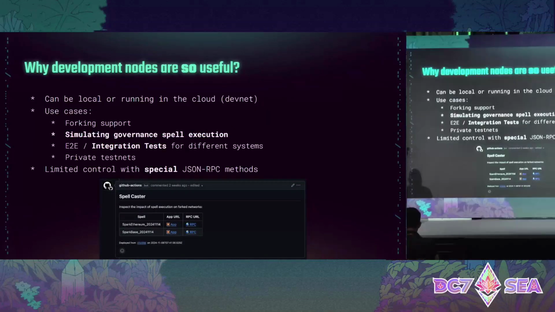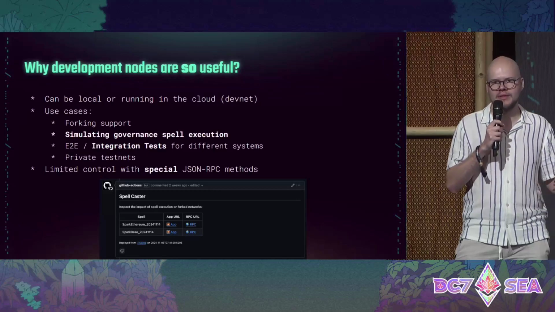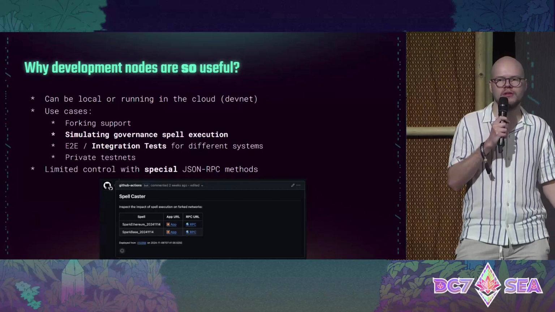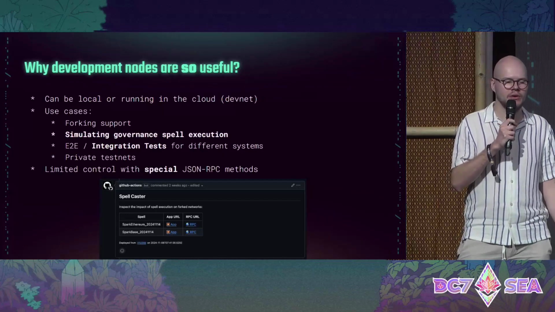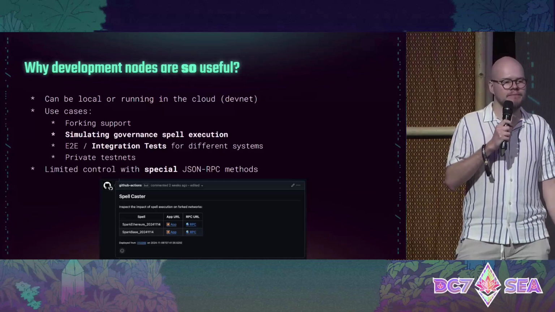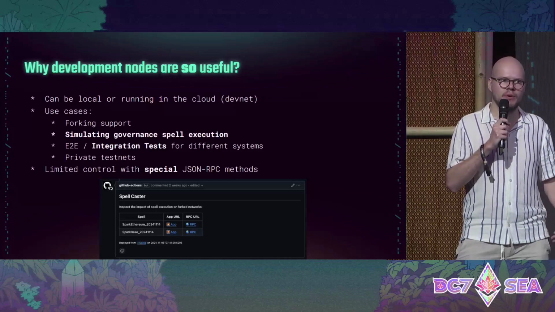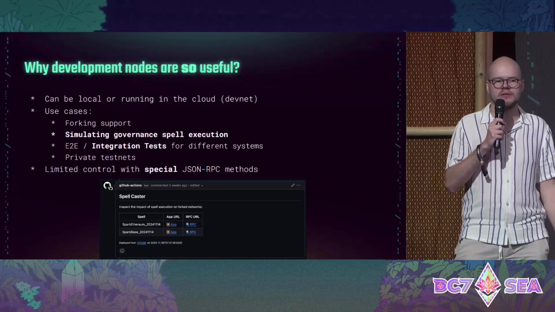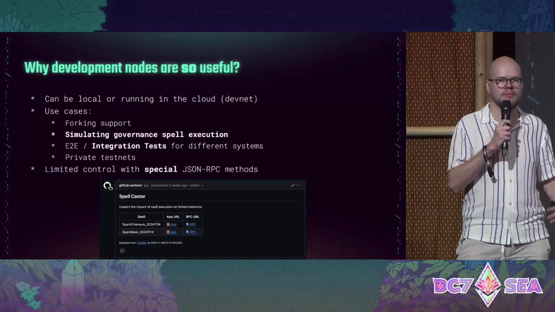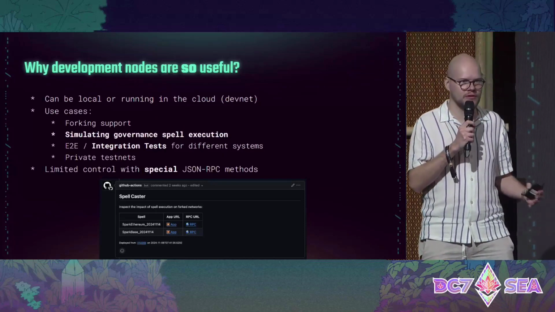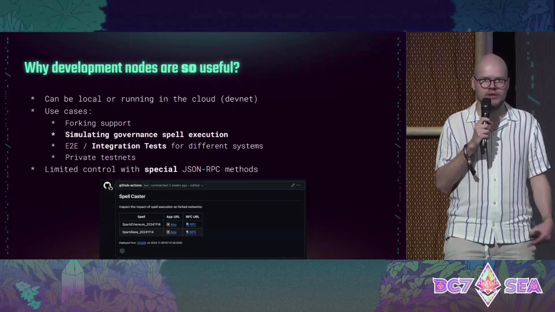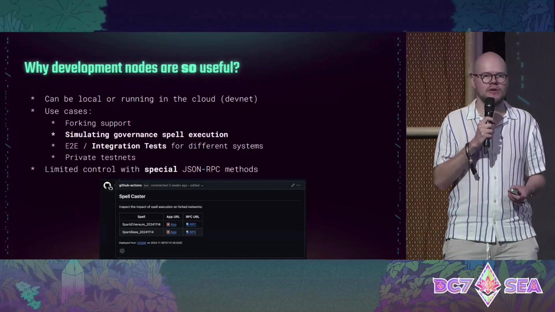So let's dive into these development nodes, because this is what my presentation is focused on. And it turns out they're very useful. First of all, they support forking. So instead of creating a pure empty instance of a node, usually you fork it from some other node, most likely a mainnet node, maybe on a particular block. Another aspect is that they can be both local or running in the cloud. Development nodes shine for all sorts of integration testing when you need to test both your smart contracts and your off-chain system.